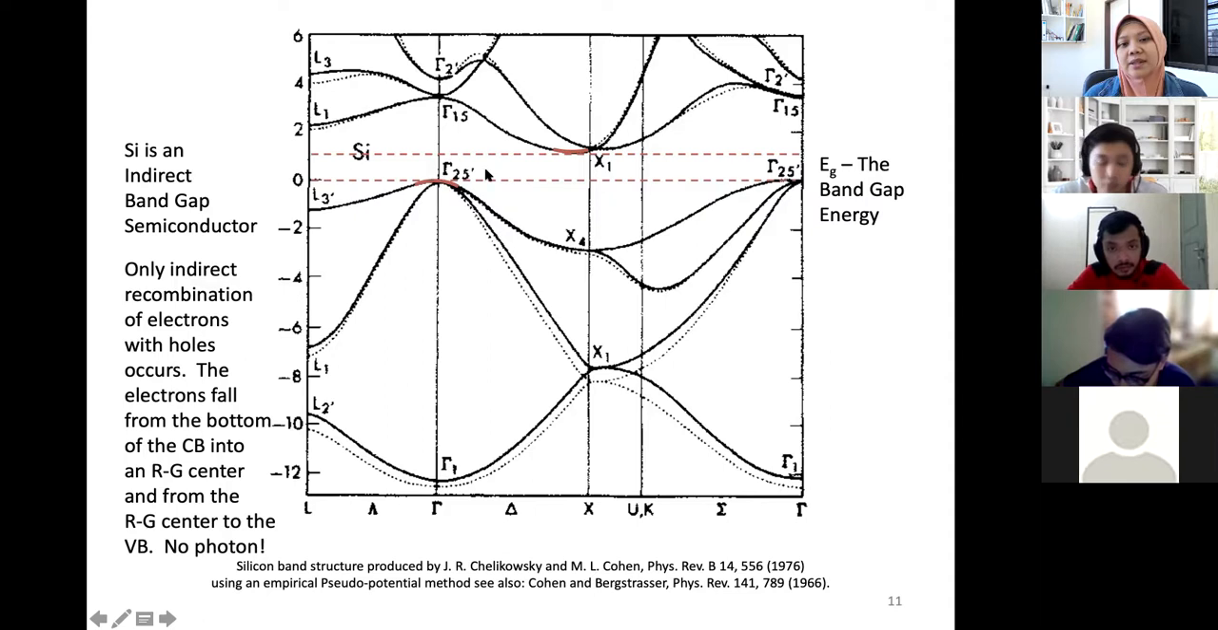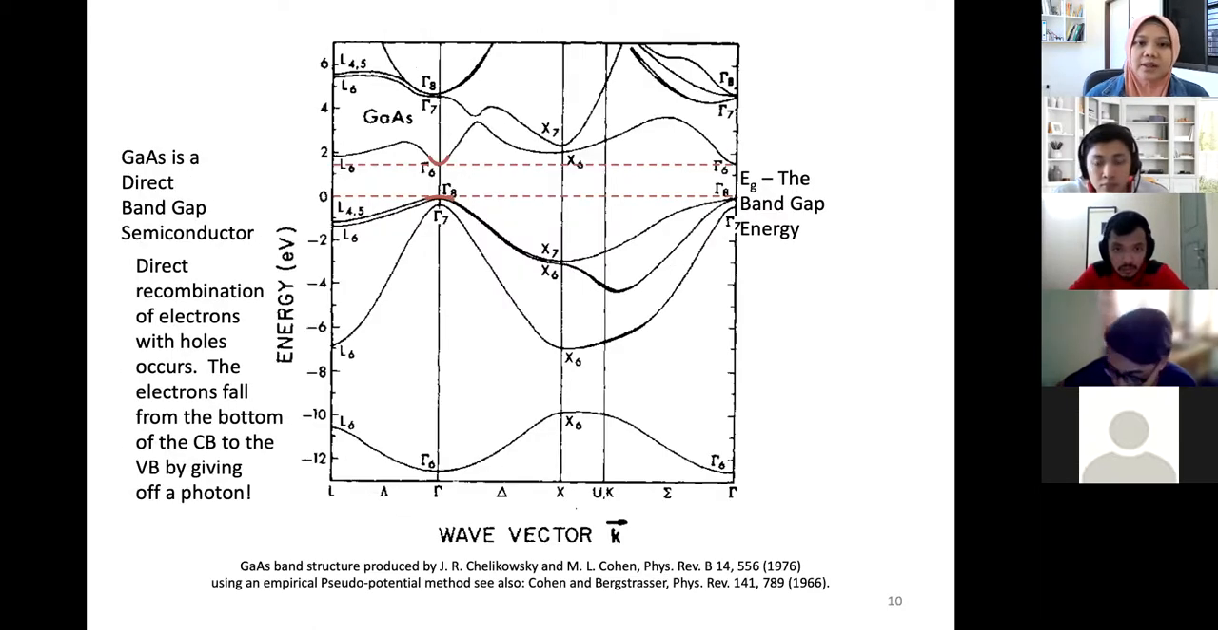Direct band gap means the minimum is in line. This is indirect because the minimum of the conduction band is not in line with the maximum of the valence band. But here gallium arsenide, you can see the minimum is in line with the maximum of the valence band. So this is a direct band gap material.